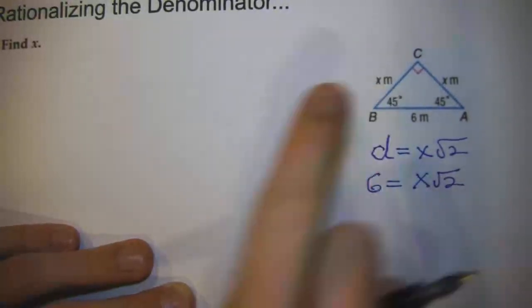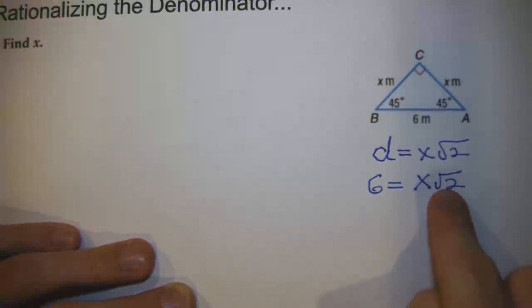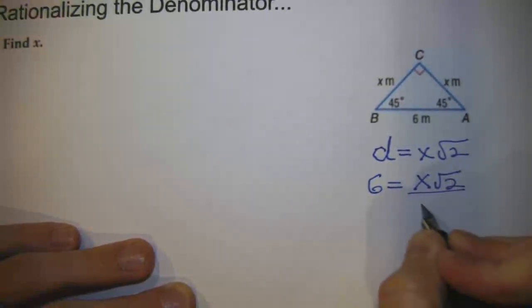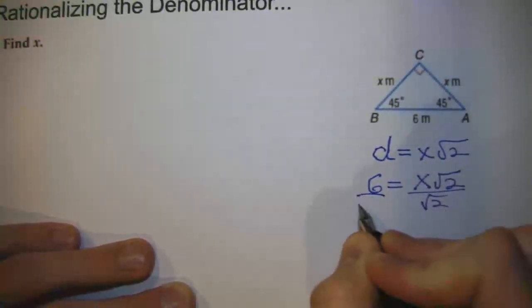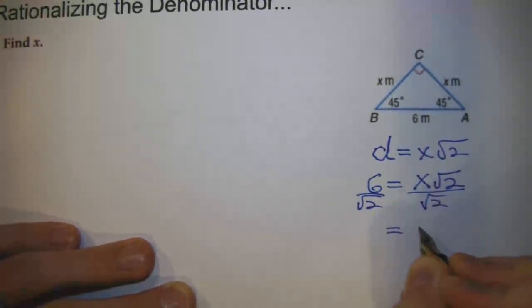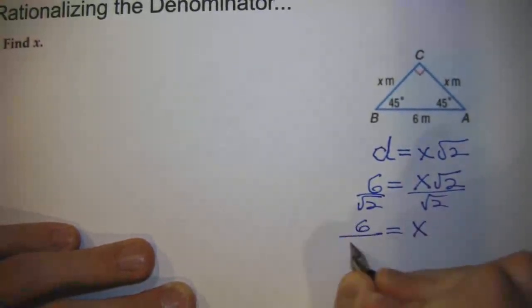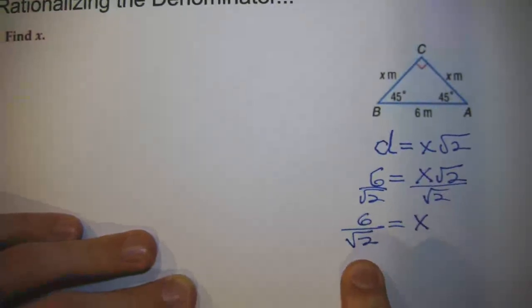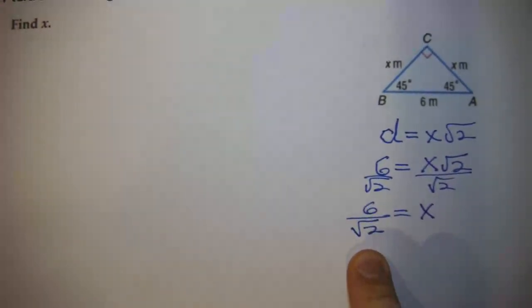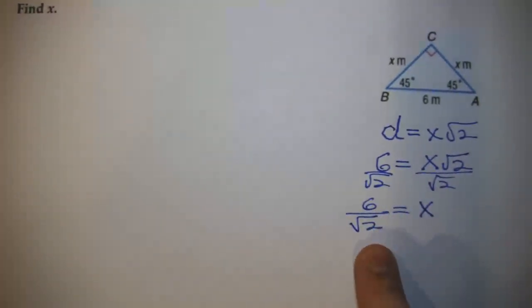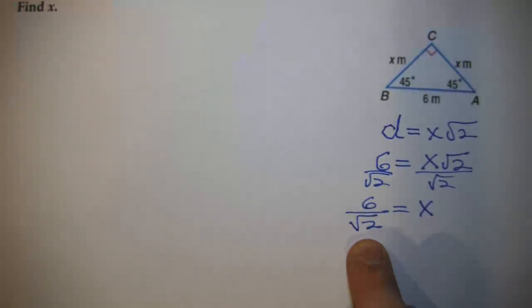Well, we're almost there. Remember, our goal is to find x. So here we go. I'm going to divide both sides by radical 2. Since they're multiplied together here, we'll use division to do it. So x is equal to 6 over radical 2. Now, while that's a correct answer, it is not a proper one. We cannot, I repeat, we cannot leave a square root in the denominator.